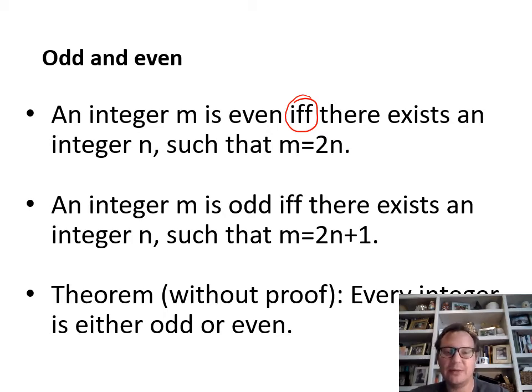And we will leverage this theorem, we will use it without proof, that every integer is either odd or even. So when doing our own proofs, we will leverage existing well-known theorems, and this is one of them. And we are not going to really go into details of proving them.